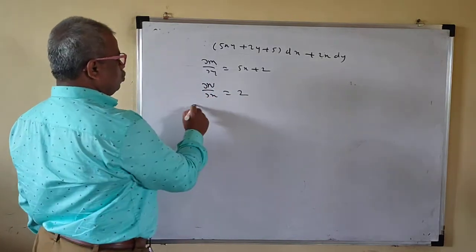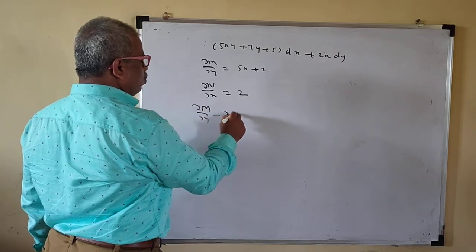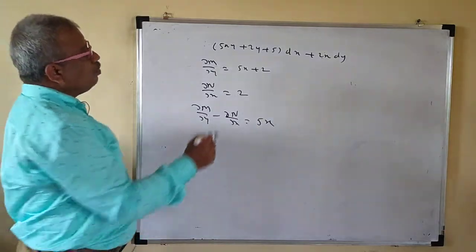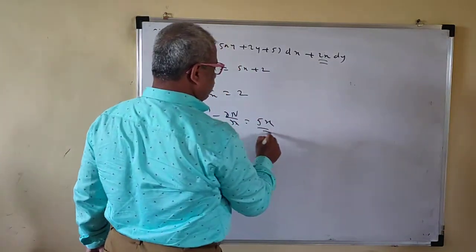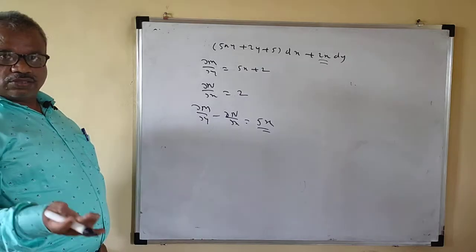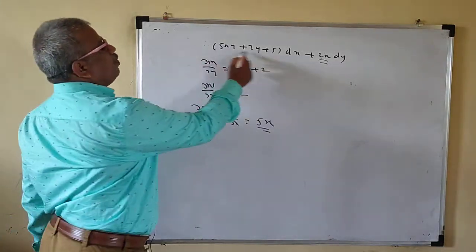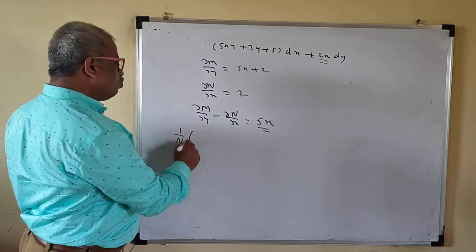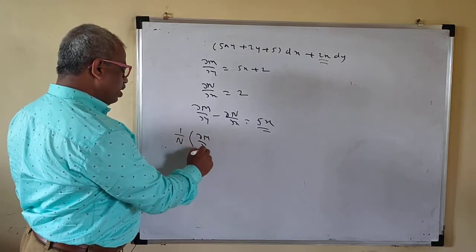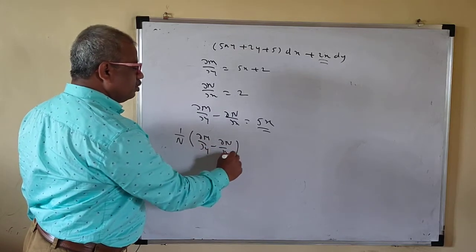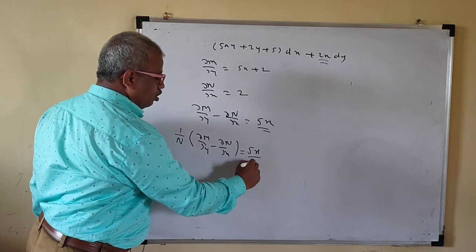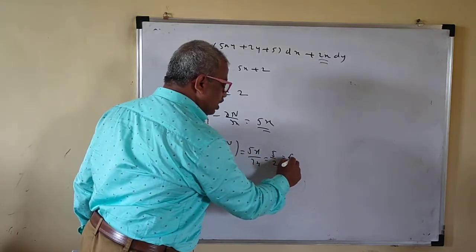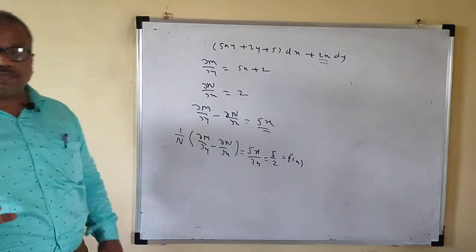So ∂M/∂y minus ∂M/∂x, take the subtraction, this is 5x. If you divide by 2x, it will be a function of x only. If you divide by something else, it will not be a single variable function. So (∂M/∂y − ∂M/∂x)/N is 5x upon 2x, so this is 5 by 2. This is only a function of x. Constant is there, but you have to consider this is only a function of x.